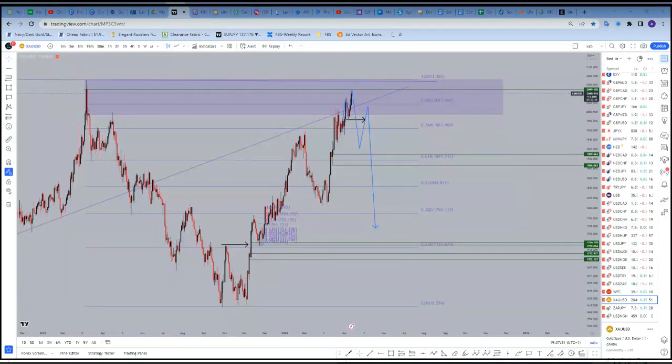Good evening, sir. Good evening, Mr. Teddy. I'm with you. I wanted to ask, what are your thoughts on footprint chart? On footprint chart? Yes, sir.